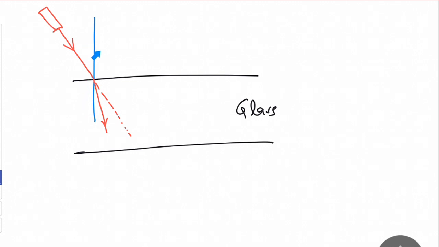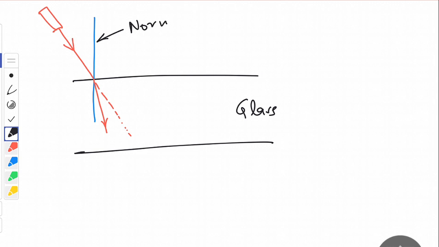What is the name, children? Can you tell me? This blue line which is perpendicular to the surface, what do we call it? Yes, you are right. We call it the normal. Normal usually means sadharan, regular stuff, right? Here normal means a line which makes an angle of 90 degrees.